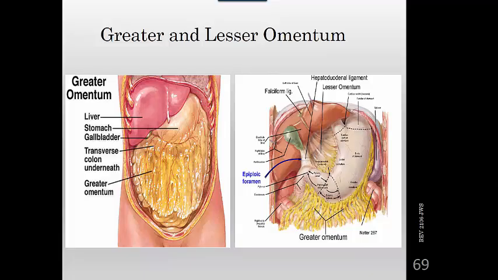On the right, we see the greater omentum attaching to the greater curvature of the stomach and the lesser omentum connected to the lesser curvature posteriorly here. Lesser omentum, greater omentum. This is also greater omentum, but it's attaching to the small intestine. Transverse colon is underneath here. All of this kind of drapes over and keeps the organs where they need to be so they're not bouncing around all inside us.